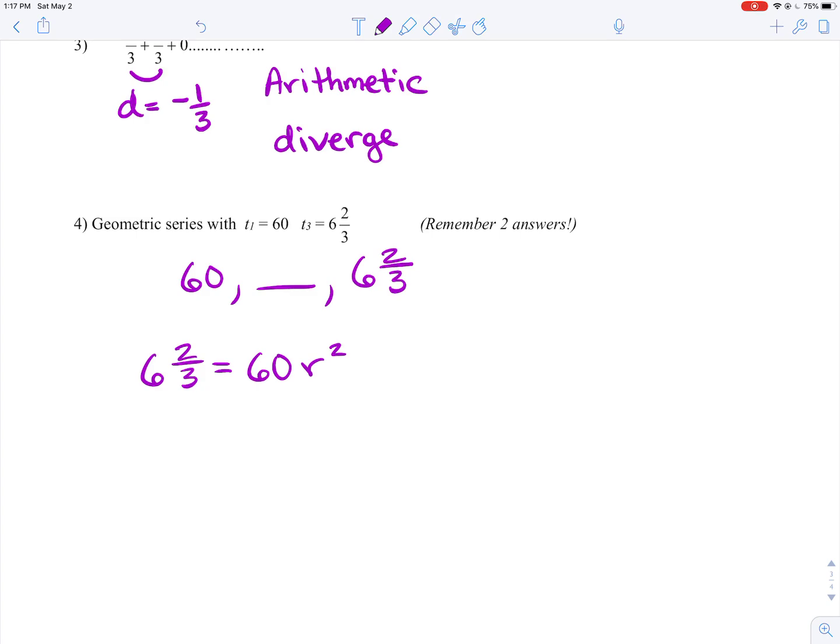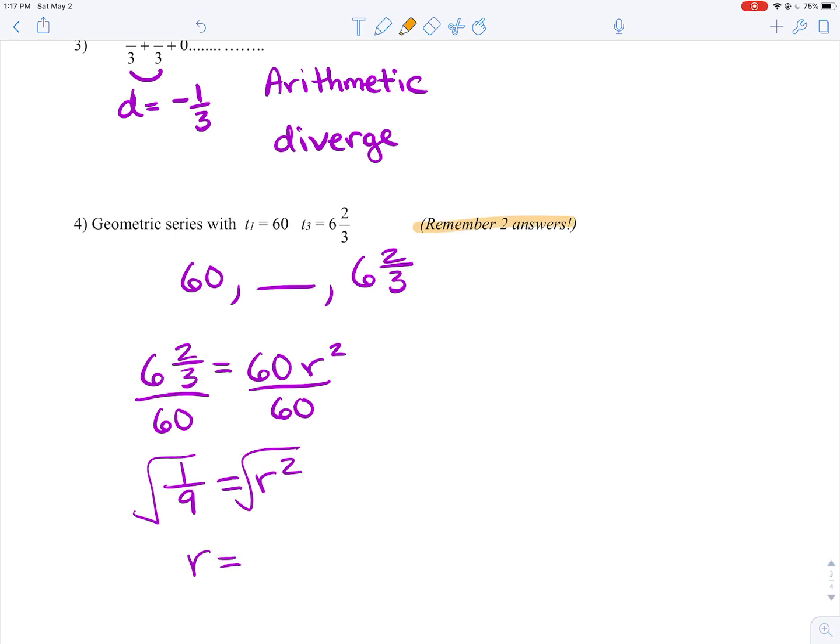And so to solve for our r, we're going to divide by 60, and we're going to get 1/9 equals r squared. But don't forget, when we take the square root of r squared, we end up with 2 answers. And this even was trying to tell us, remember, there's going to be 2 answers. So r is going to equal plus or minus 1/3.